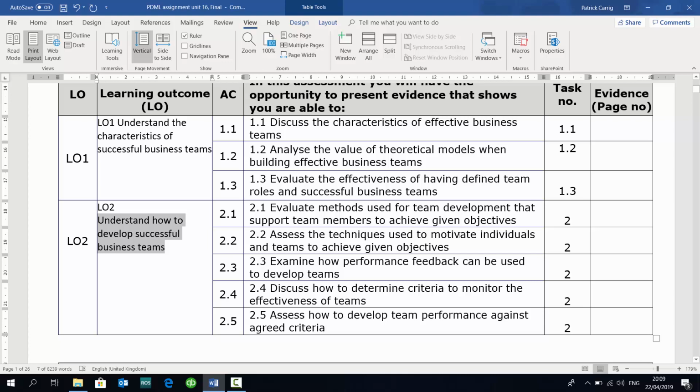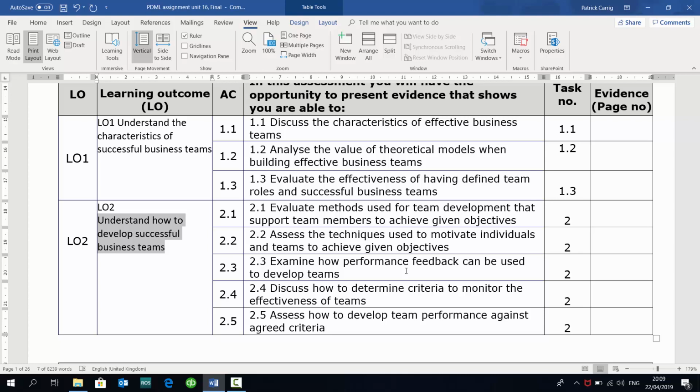Assess techniques used to motivate individuals and teams to achieve group objectives. It's key to remember that teams are made of individuals and that you need to mesh them together. They need to fit together to actually work. For example, how performance feedback can be used to develop teams, so the members are informed what's working, what's not, what's good, what's bad, and how the achievement is going.